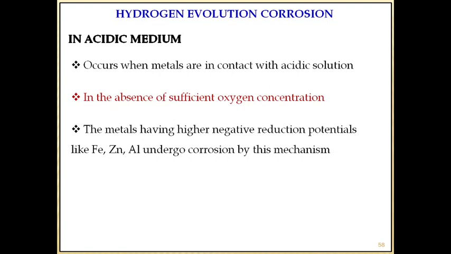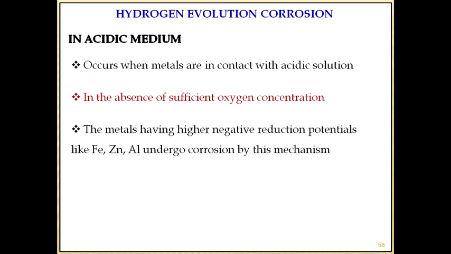Generally metals having negative reduction potential like iron, zinc, aluminium undergo corrosion by this mechanism. You know that the potential of hydrogen electrode is 0, and any metal which is having a value below 0, that means a negative value, will be acting as the anode. A species with higher reduction potential will be acting as the cathode and a species with lower reduction potential will be acting as the anode.